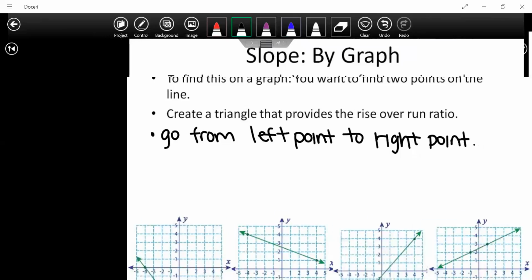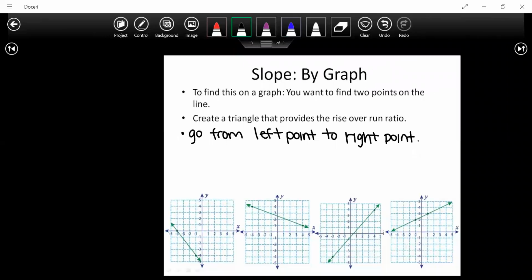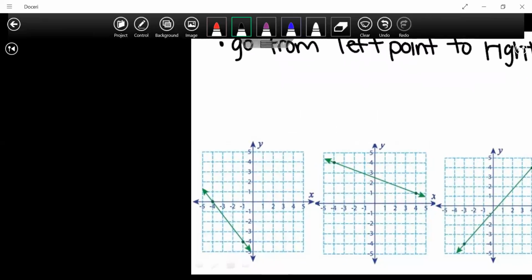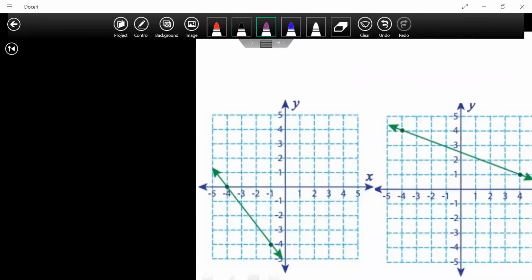Now, as we go about doing this, we want to identify the 2 points. Okay. Now, what we're doing here is we're going to create a triangle out of this.